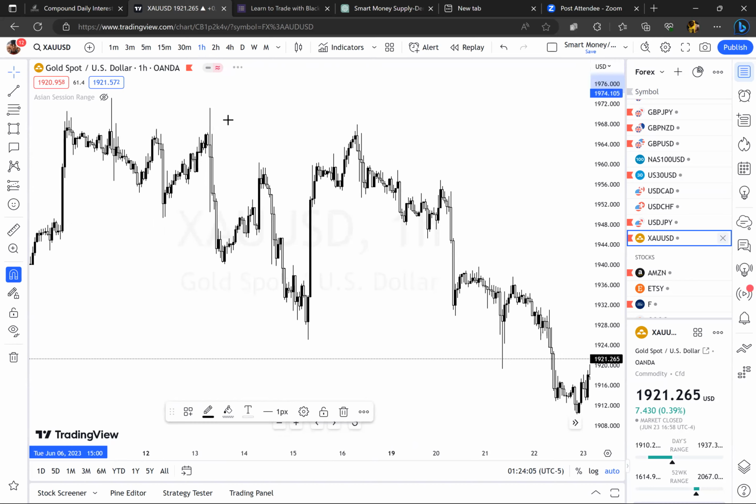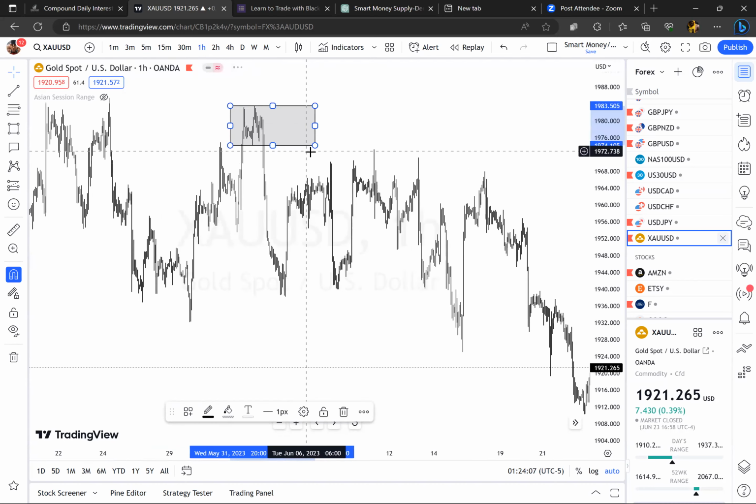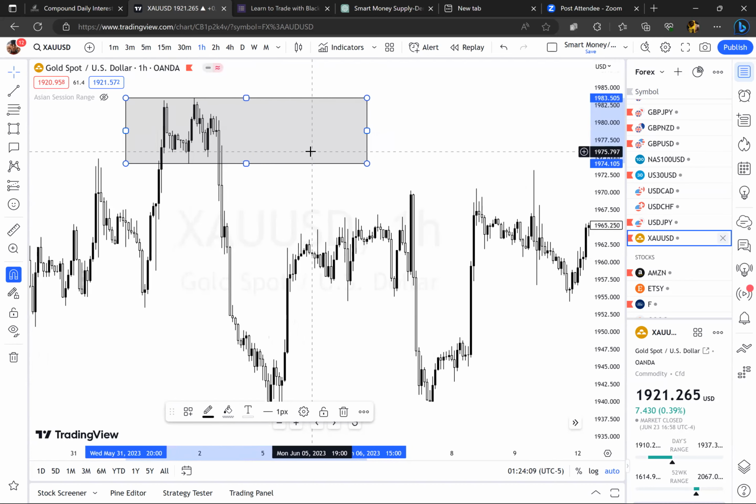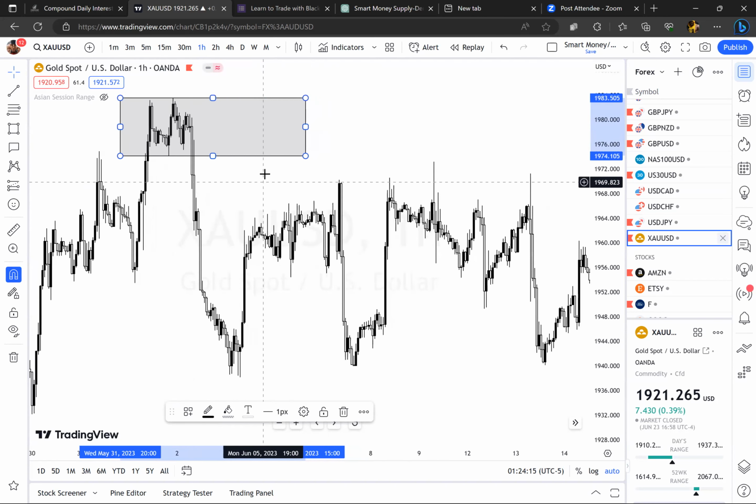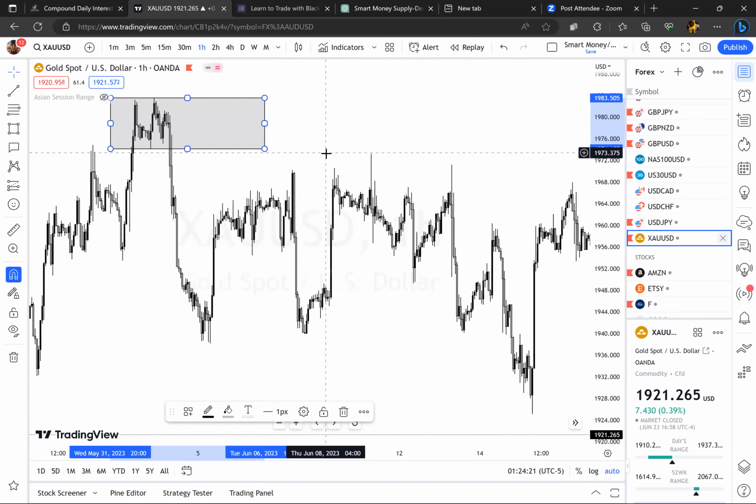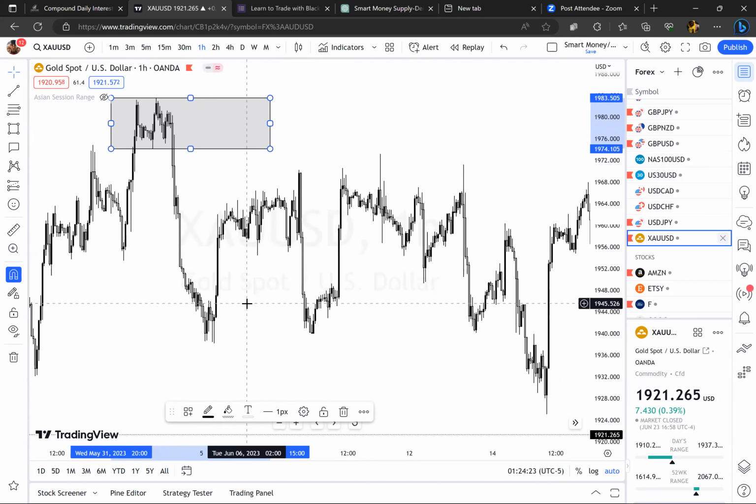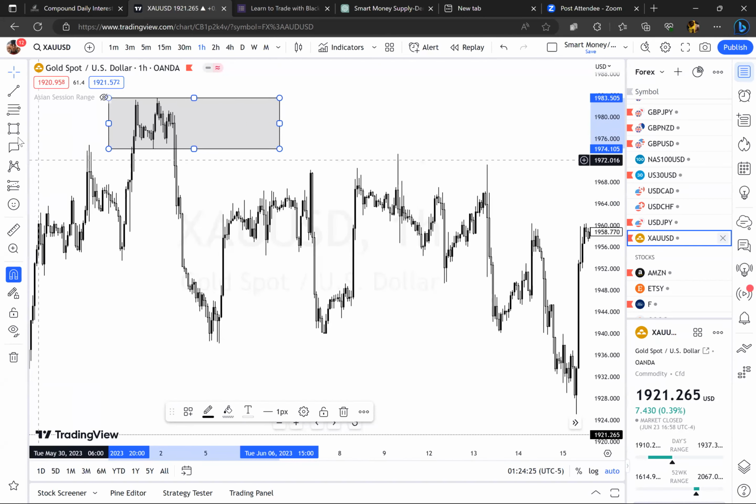Matter of fact, I think I wanted to go to the 1 hour. You've got a little small area right there, but the imbalance that was respected was this small one right here. Now let's take a look. Let's go here. Consolidate.